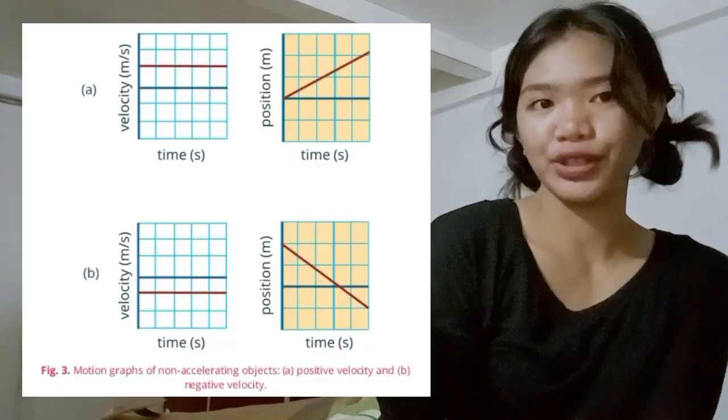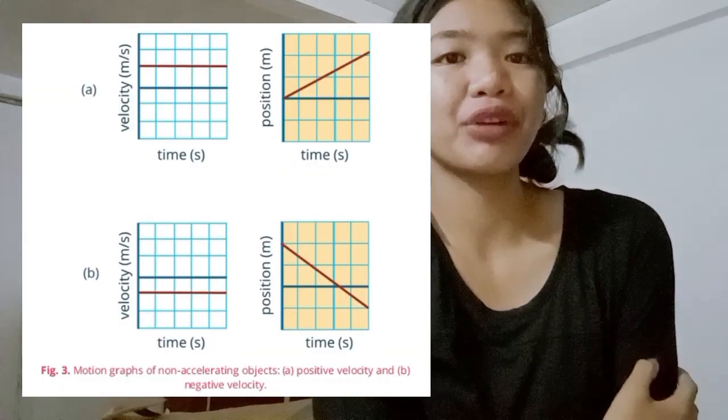Objects can be described as non-accelerating or constantly accelerating. Non-accelerating objects, or objects with zero acceleration, have constant velocities. This means that the velocity of an object does not change as it travels, changing its position over time. The motion graphs of a non-accelerating object are shown in this figure.